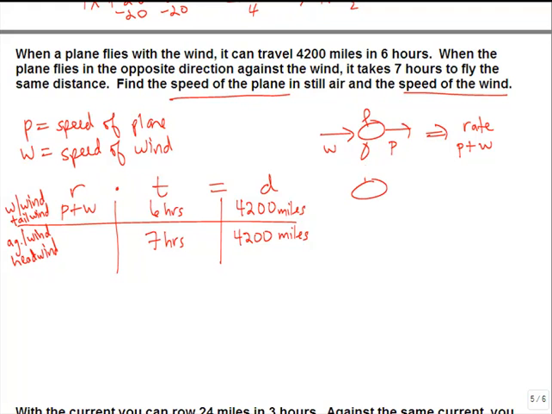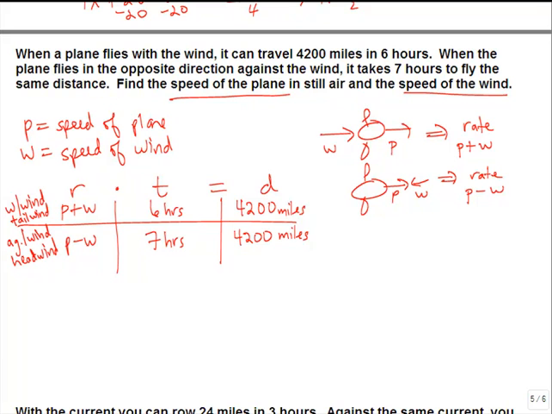If you're going against the wind, you've got the plane wanting to go in this direction, but now the wind is up against you, making you go slower. So in this case, when you have a headwind, you're going to be flying as fast as the plane wants to go, P, minus the wind to slow you down. So your rate would be P minus W. And that's going to be the same. Those two expressions are always going to be the same for every problem like this.